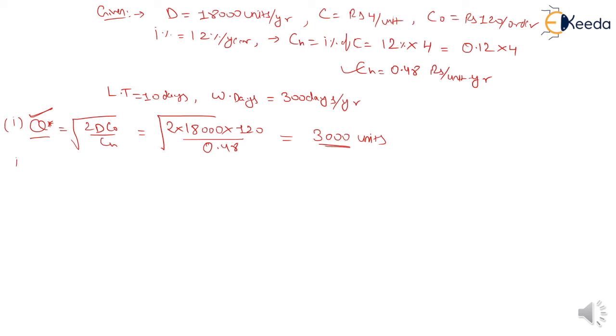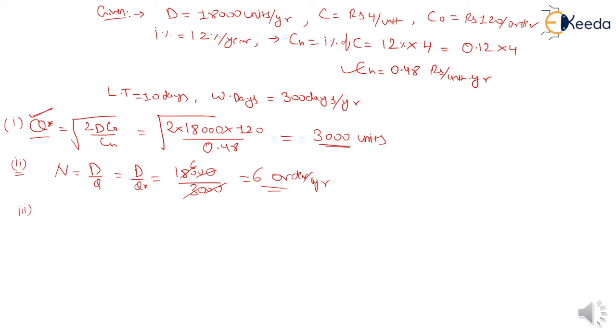In the question, the second one: determine the optimum number of orders in a year. The optimum number of orders in a year is nothing but N, and we can write N is D by Q. In the question, he asked for the optimum number of orders, so here D by Q star is taken. The D given in the question is 18,000 units per year and Q star is 3,000. So the number of orders is 6 orders per year, your answer. Clear to all? It is the optimum number of orders our organization places in a year.